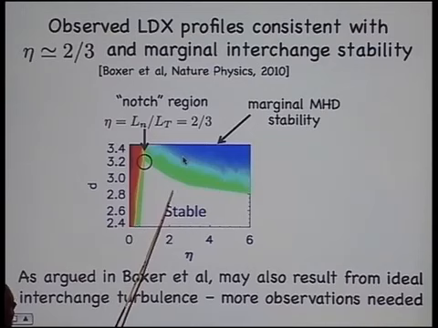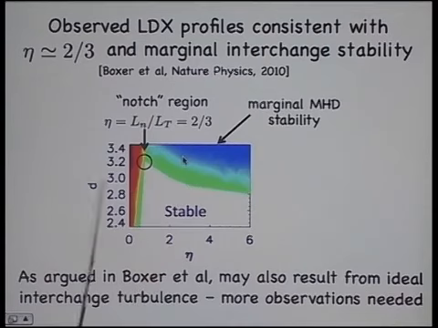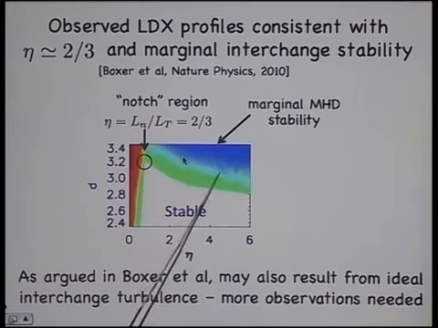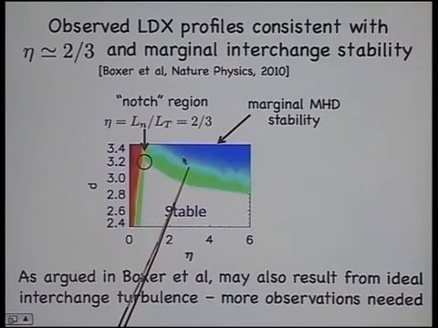Suppose that your discharge is sitting here. It's stable. You're fueling it. There's no turbulence, so the gradients start to steepen. So the pressure gradient steepens, which means you go up in D. All right, so now you're sitting in here. The particle transport is negative, which is why this is blue. This is the particle transport. The temperature transport is positive.